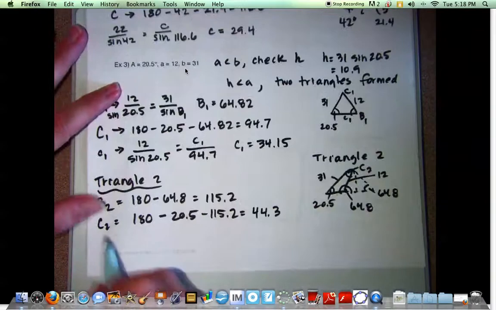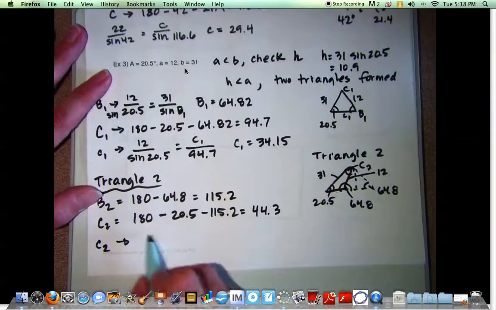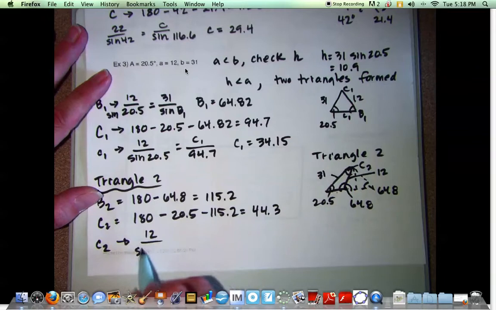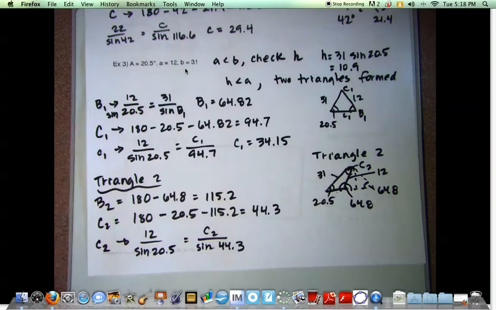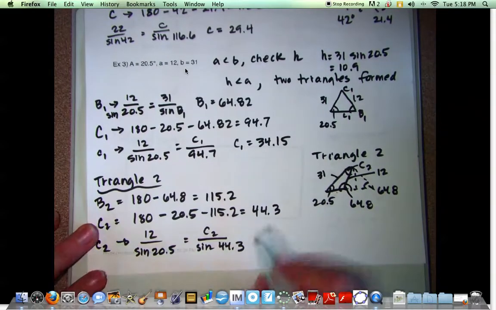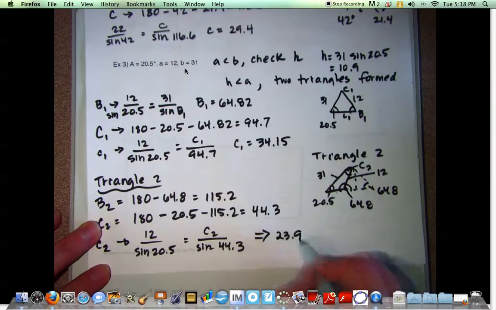And then the last thing that we need to find is little length c, and we use the law of sines to find that. So we have 12 over sine 20.5 equals c2 over the sine of 44.3. And that calculation gives us 23.9.